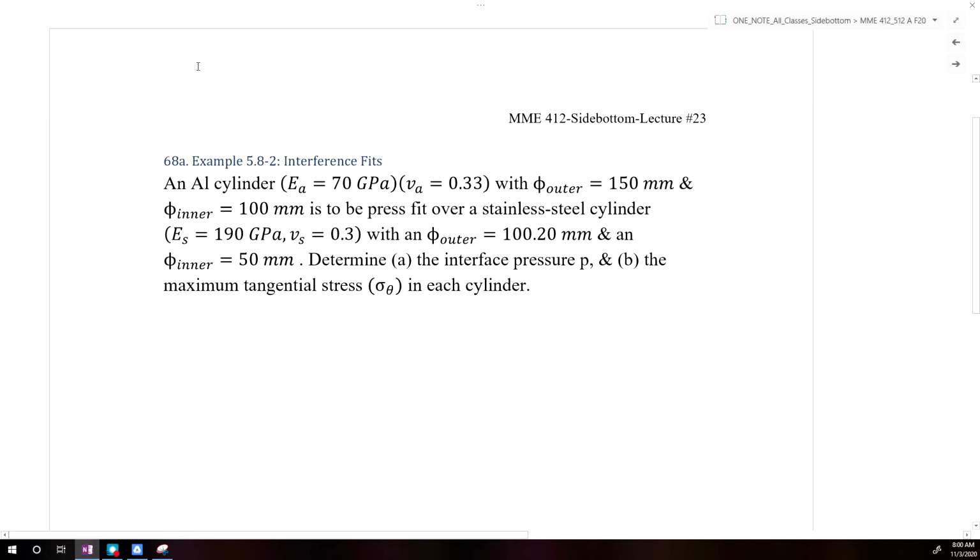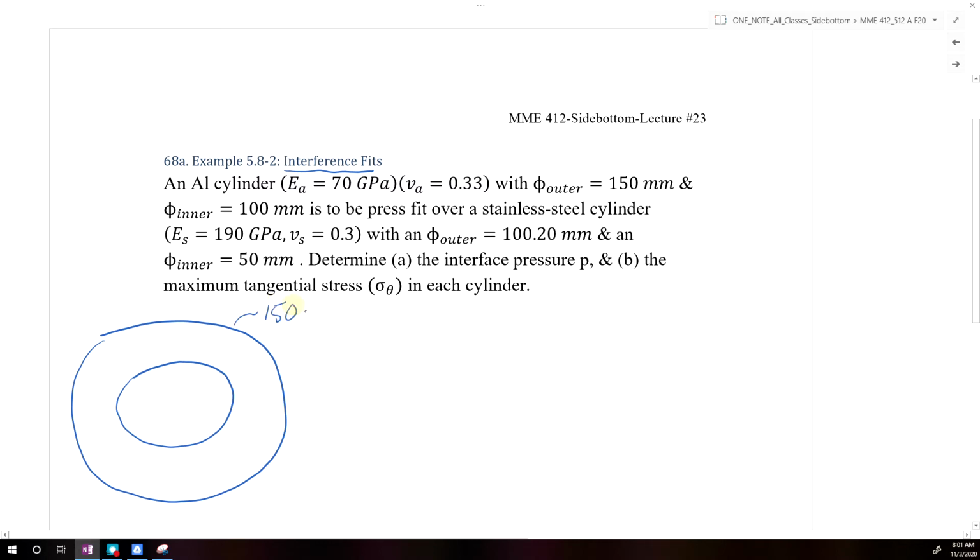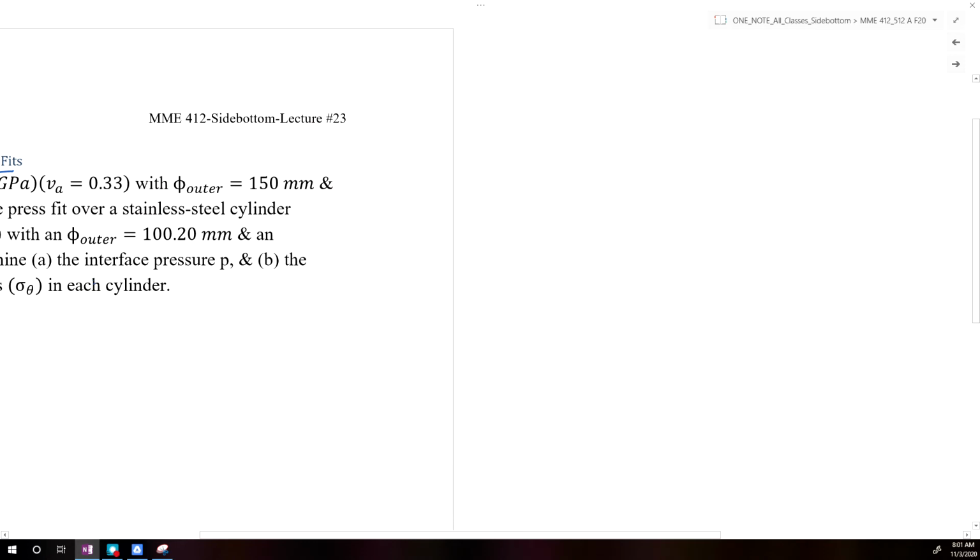So we're going to do an example problem that goes over interference fits and how to calculate the stresses associated with them. In this case, we have an aluminum cylinder that has an external diameter of 150 millimeters. It has an internal diameter of 100 millimeters.